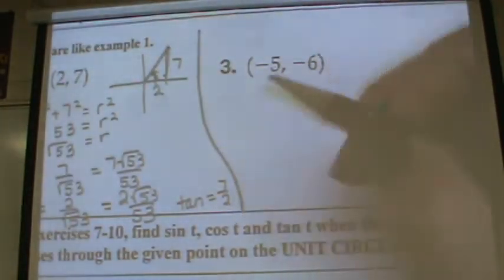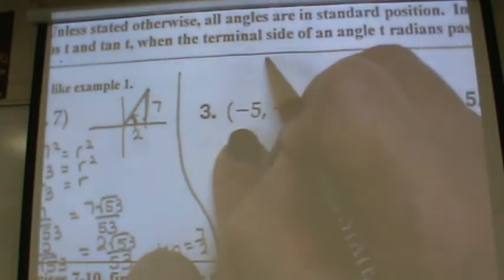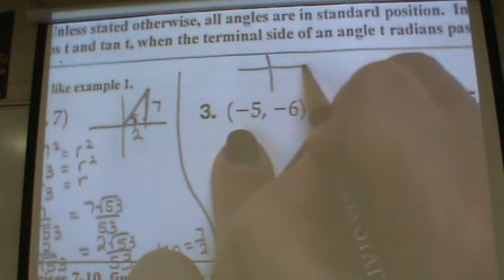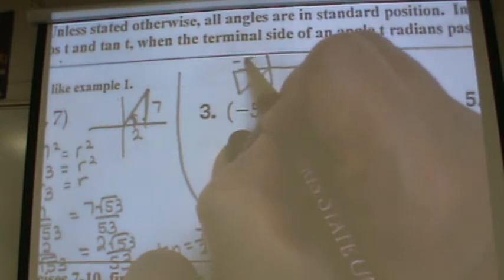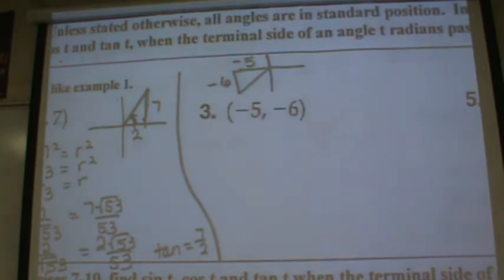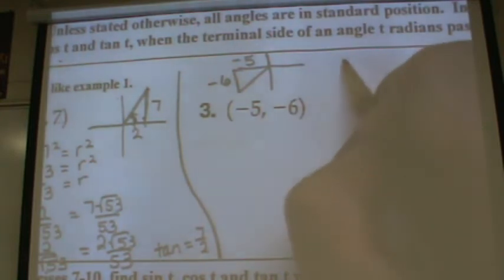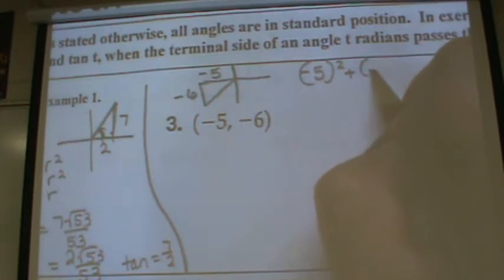Okay, try number 3. Where is this point? If you were to sketch it, where is it? It's in this quadrant right here, quadrant 3. So the x value is -5 and the y value is -6. R, no matter where you're at, is always going to be positive. X and y can be negative, positive, but R is always positive. How do you find R?